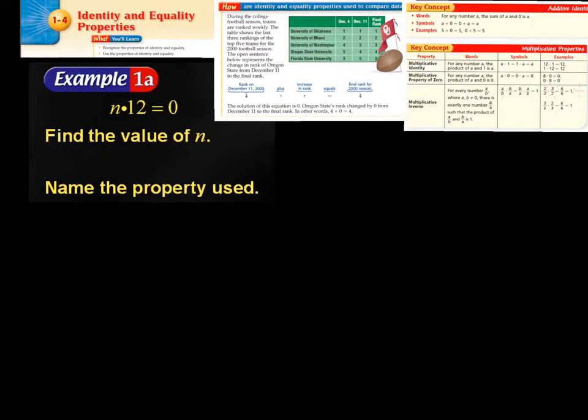So the common thing they're going to have us do in this lesson is find a value for the variable and then name the property that could be used to find that. In the first example, they have n times 12 equals 0, and we know that to get a product of 0, we're multiplying by 0. They want us to name the property. Multiplying by 0 would be the multiplicative property of 0.